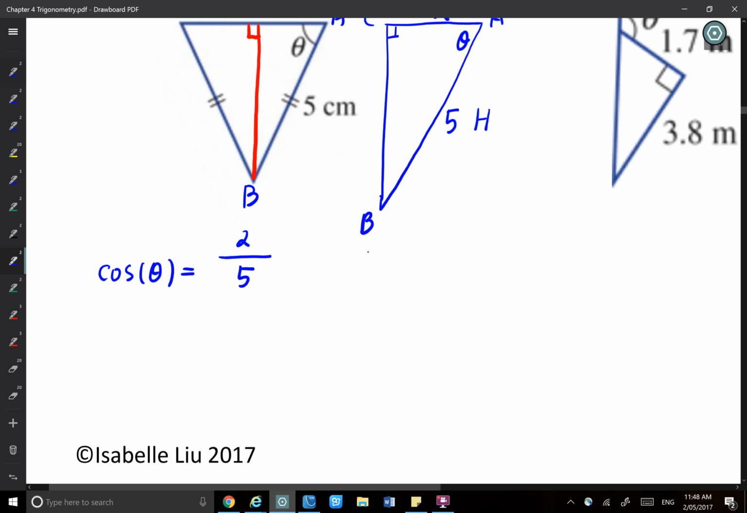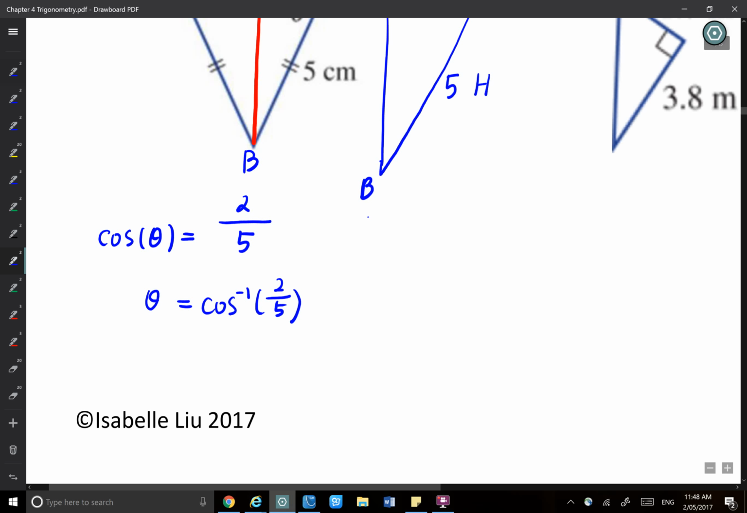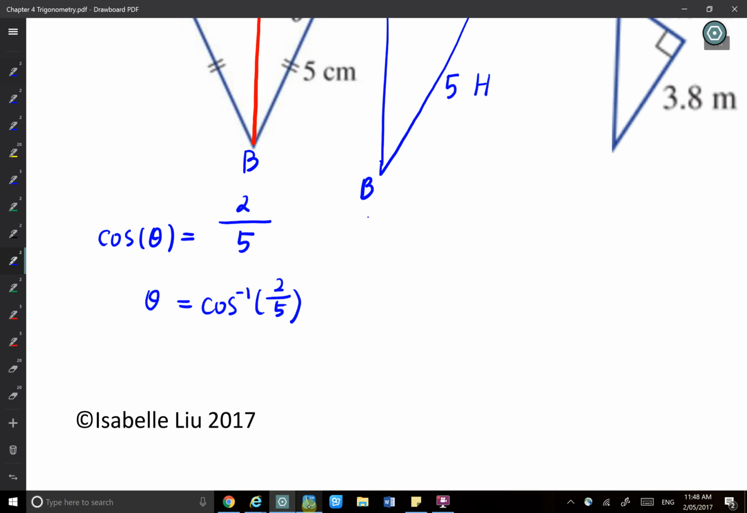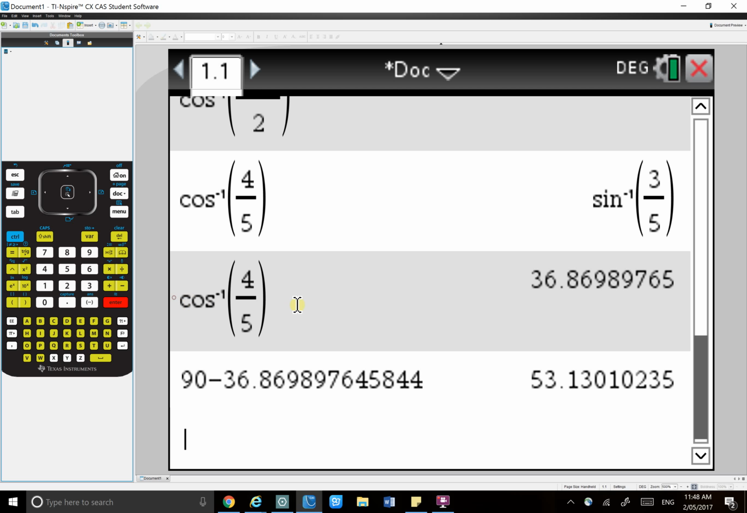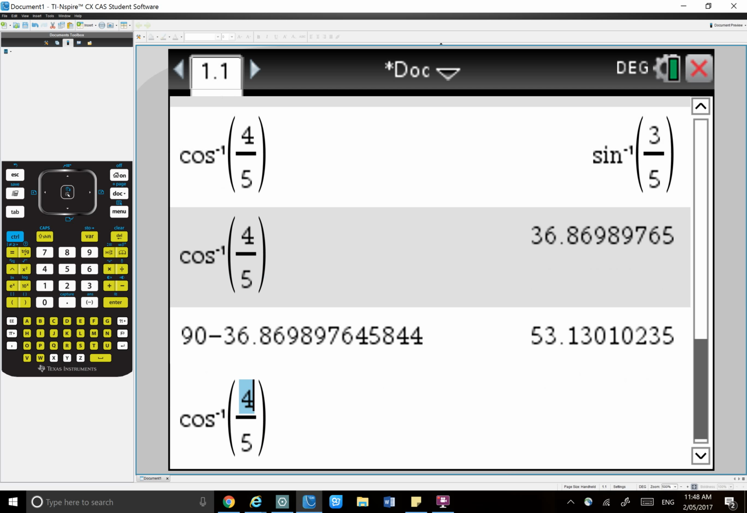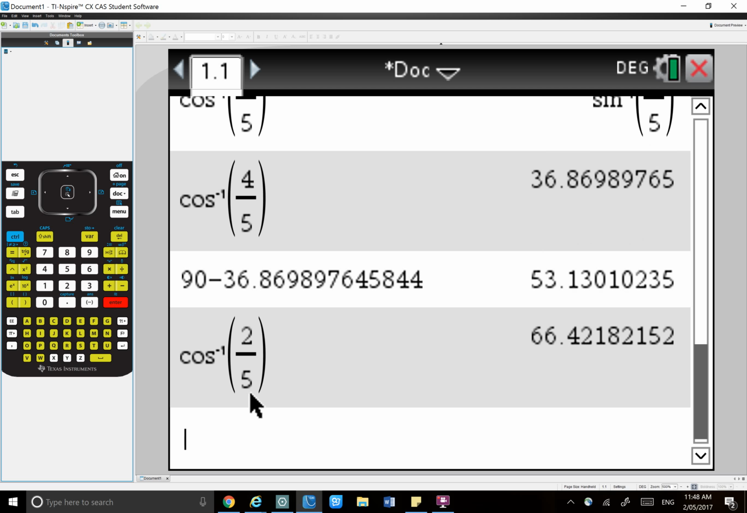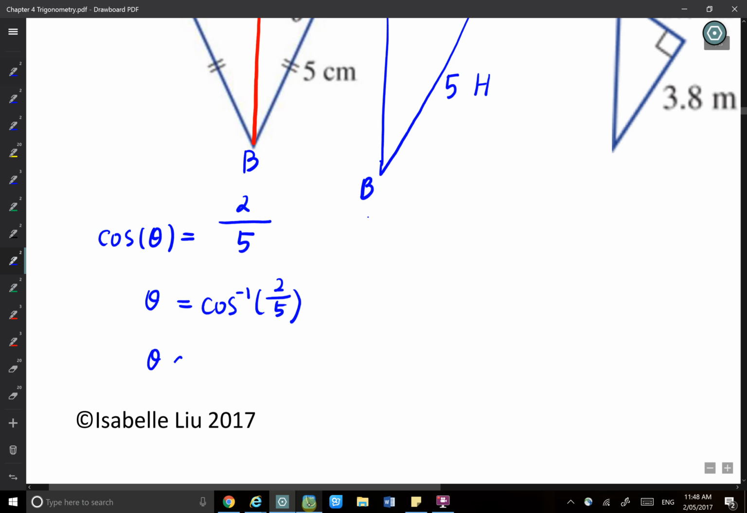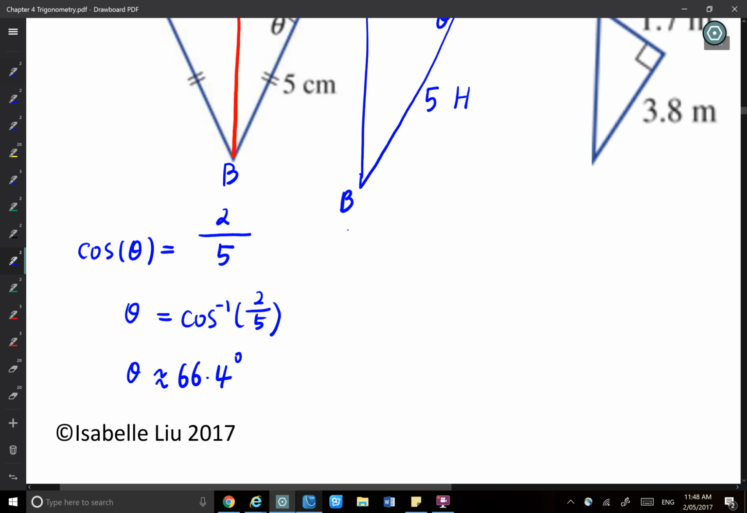Let's all go for 1 decimal place. So theta equals cosine inverse 2 over 5. Let's copy that down, and that's 2. Control and Enter. You have 66.4 degrees. Theta is 66.4 degrees. If you have your calculator, you can try to press it.